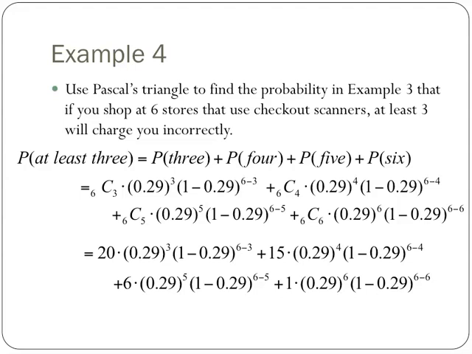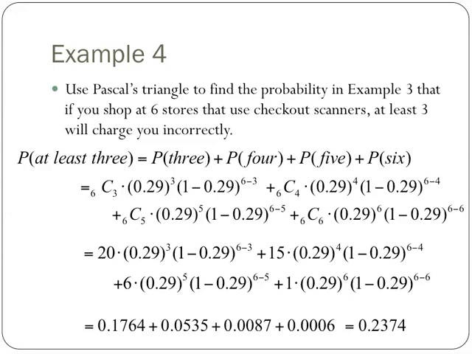And now we can go ahead and simplify. So this is 0.1764, 0.0535, 0.0087, and 0.0006. Adding those all up, we get about 0.2374, so about a 23.74% chance that at least 3 of the 6 stores charge you incorrectly.